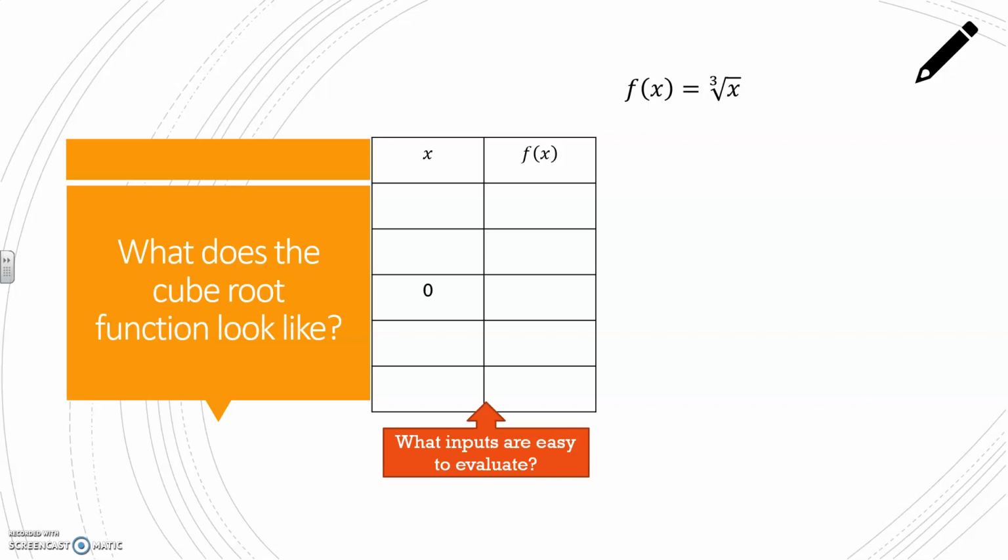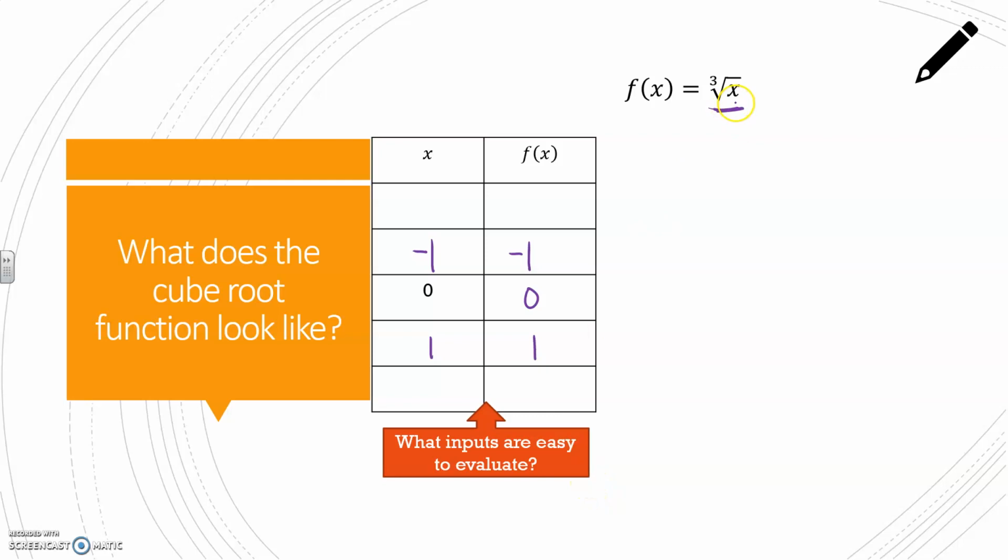Okay. Now the problem is we want to think of easy inputs. So yes, it is easy to take the cube root. So again, this is our function, the cube root of 1, which is 1. Cube root of 0 is 0. Cube root of negative 1, as we just discussed, is in fact negative 1. So that one's nice and easy. Now, we can pick any x values we want as inputs.